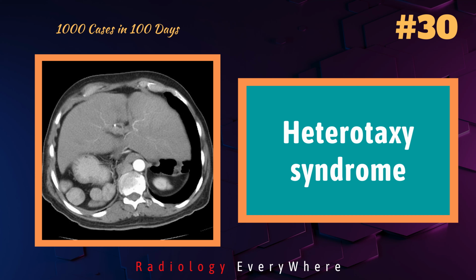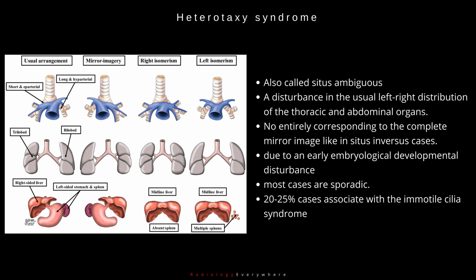In this video, we discuss heterotaxy syndrome. It is also called situs ambiguus. There is a disturbance in the usual left-right distribution of the thoracic and abdominal organs. There is no entirely corresponding complete mirror image like in situs inversus cases. It is due to an early embryological developmental disturbance.